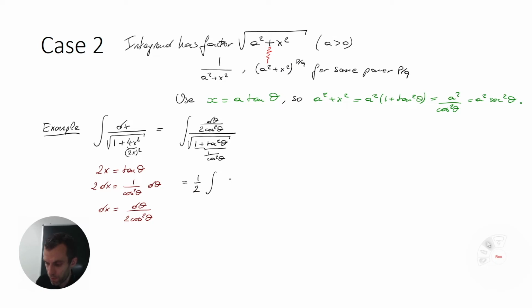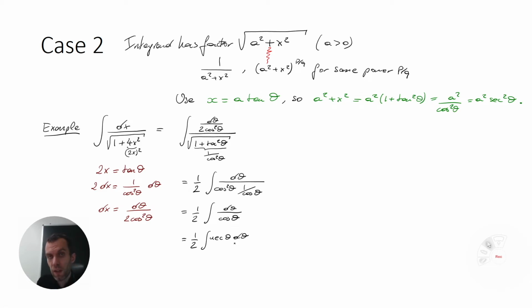1/2 d theta over cosine squared theta, and now I have the square root of 1 over cosine squared theta, so that gives me a 1 over cosine, so I get 1 over cosine theta, and of course the cosine squared and the 1 over cosine simplify to give me d theta over cosine theta, or in other words the integral of secant theta d theta.